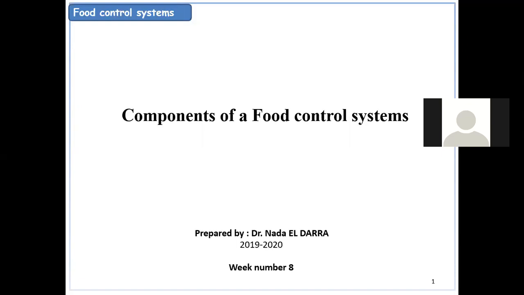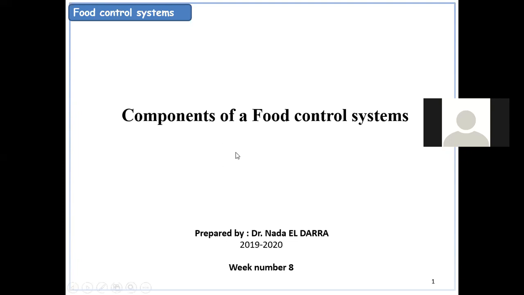So it has a starting time and an end time, and you have a list of MCQs. It will include mainly the chapters of introduction, foodborne illnesses, and the first lecture of control system, food control system. So I will send you an announcement on Moodle mentioning the chapters, okay?